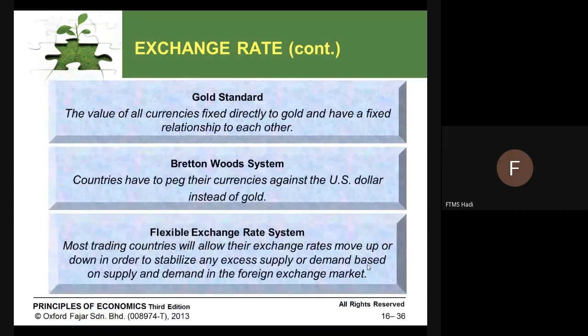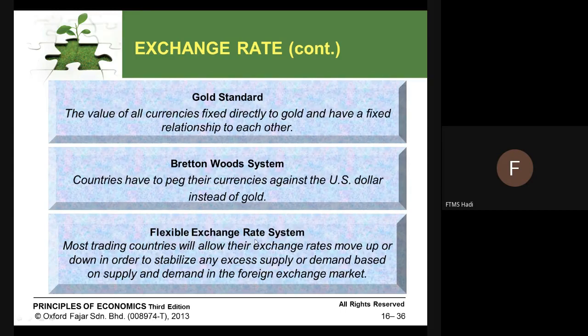Why can currency sometimes go up and go down? Because previously they used a standard system. The first one is the gold standard. The value of all currencies is fixed directly to gold and have a fixed relationship to each other, meaning the currency is valued based on the gold available in a certain country. Then the Bretton Woods system, where countries have to peg their currencies against the US dollar instead of gold, meaning they have a standard rate of trading against the US dollar.